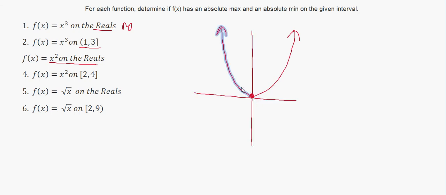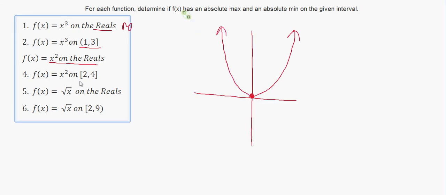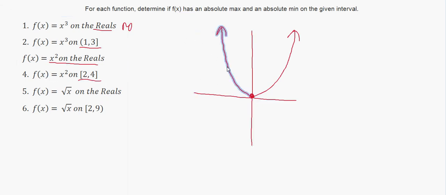Okay, x squared on the interval 2 to 4. Now we just want to look from 2 to 4. So 2 would be right here. x squared at 2 is 4, and x squared at 4 is way up here, and that's 16. Now these are both closed. We've got these brackets, so they're both closed. That's what x squared looks like. The absolute maximum is at 4. It is 16. The absolute minimum is at 2, and the absolute minimum is 4.